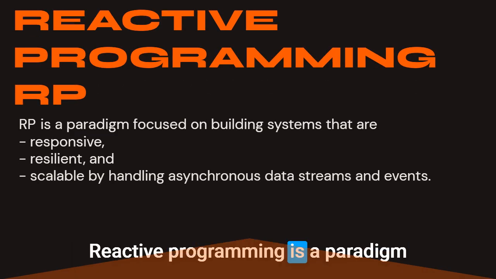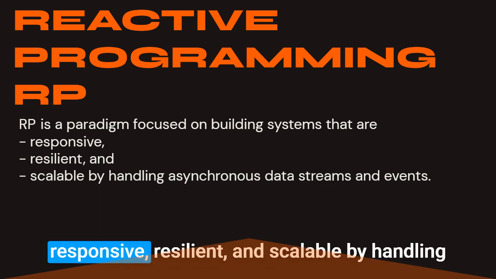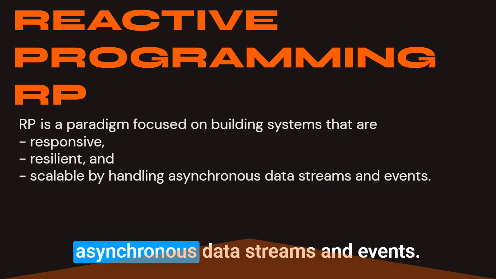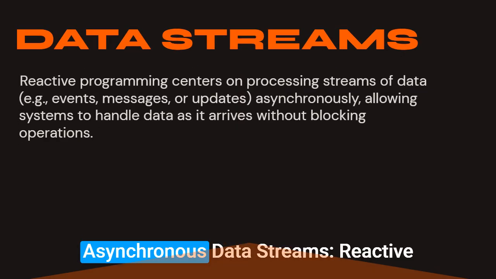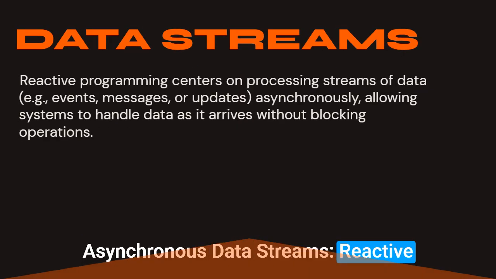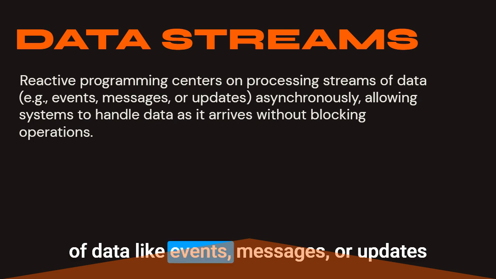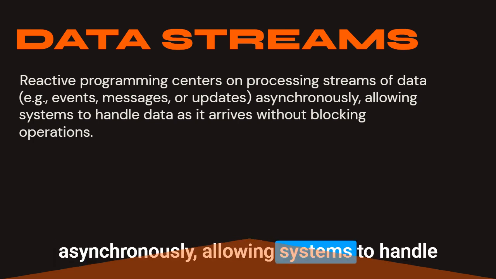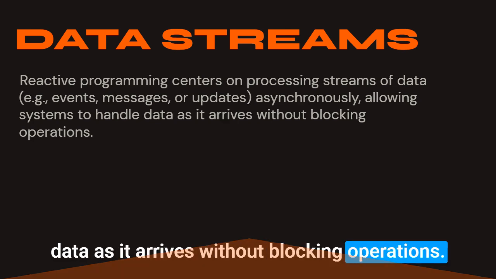Reactive programming is a paradigm focused on building systems that are responsive, resilient, and scalable by handling asynchronous data streams and events. Its essential characteristics include asynchronous data streams. Reactive programming centers on processing streams of data like events, messages, or updates asynchronously, allowing systems to handle data as it arrives without blocking operations.